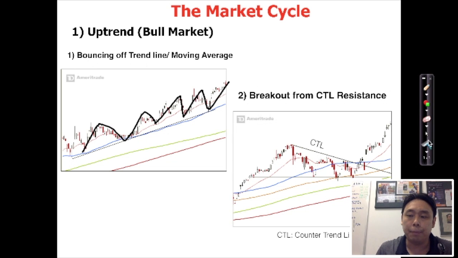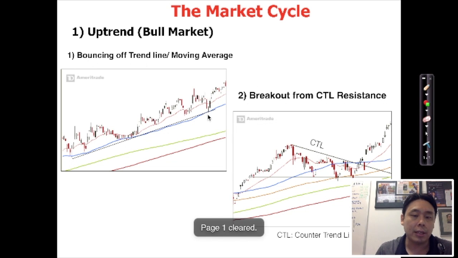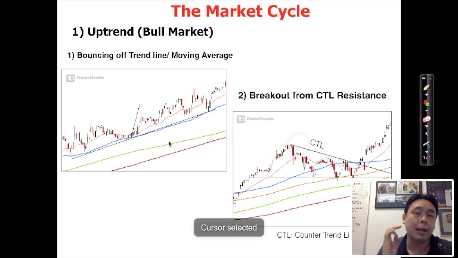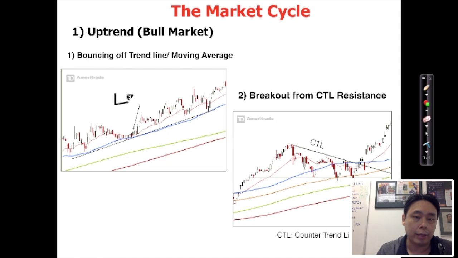Whenever you see the price bouncing off the moving average in a very predictable way, when do you enter? Simply, you buy over here. When the market bounces off the moving average, that's when you take a long position, a long trade.